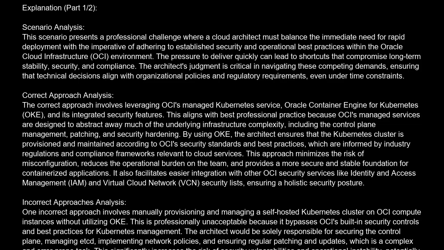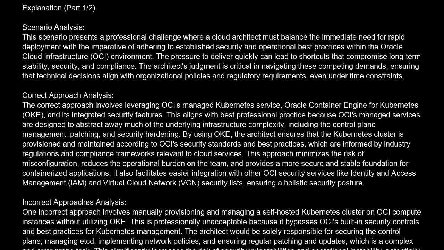The correct answer is B. Provision a managed Oracle Container Engine for Kubernetes (OKE) cluster, configuring network security and IAM policies according to OCI best practices and organizational security guidelines.